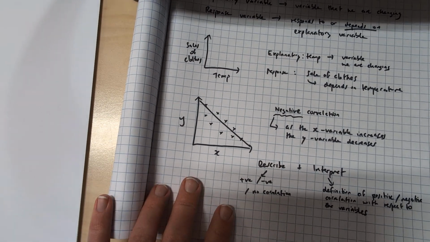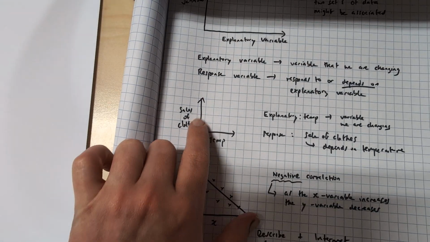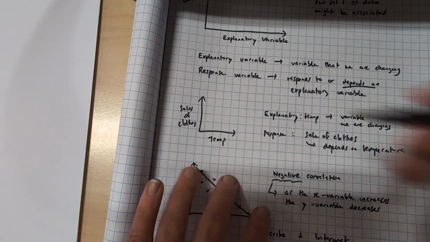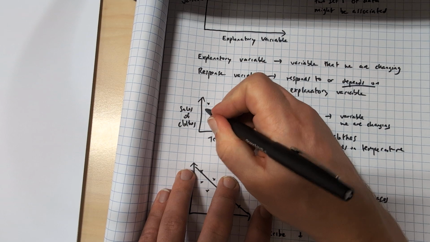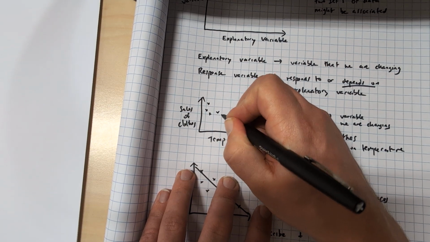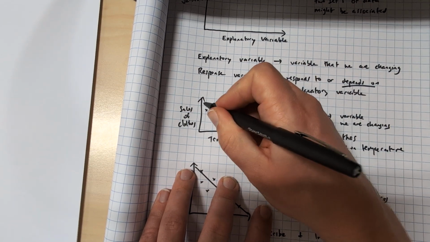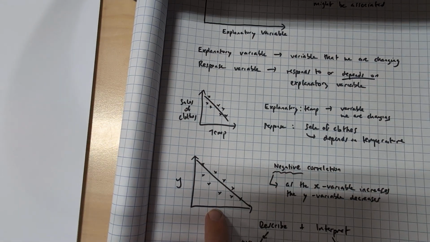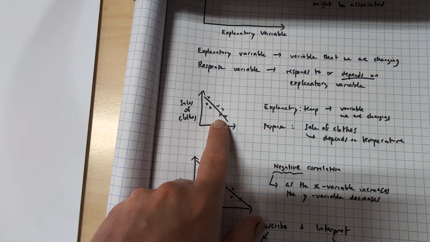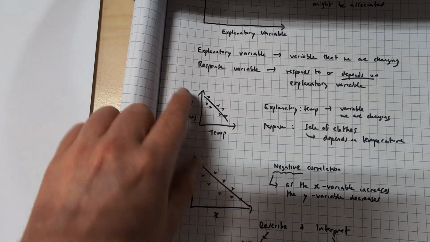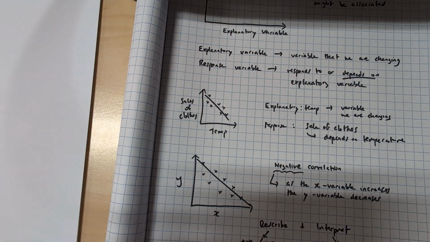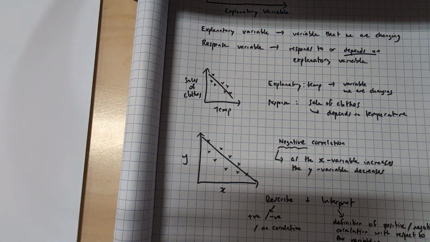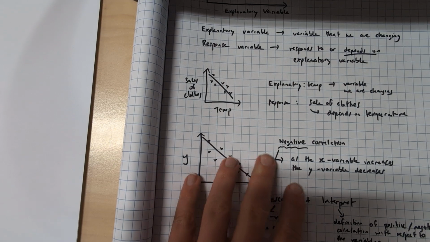So, for example, let's go back to this example, the sale of clothes and the temperature. So we're going to say as the temperature increases, the sale of clothes decreases. We're going to say there's negative correlation there. So we're going to say describe and interpret, there's negative correlation, and then we say as the temperature increases, the sale of clothes decreases. That is a perfect example of describing and interpreting the correlation.